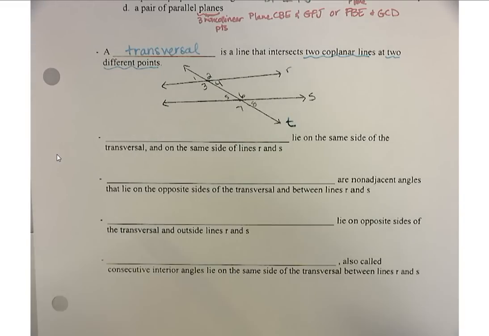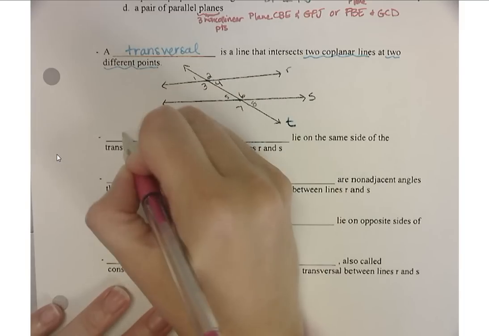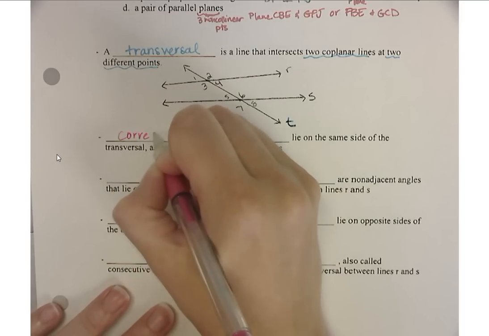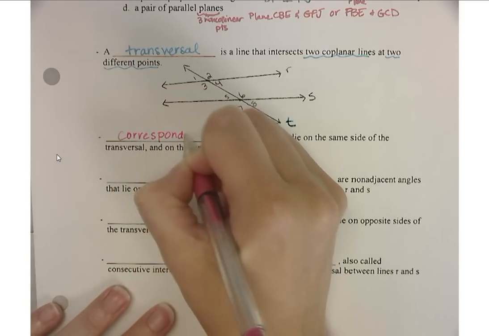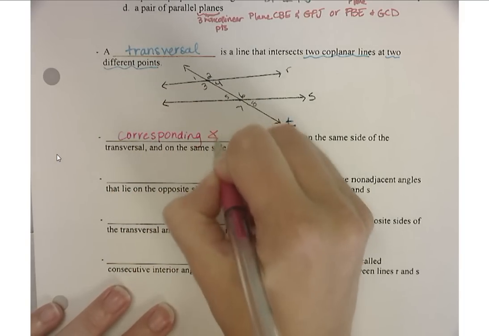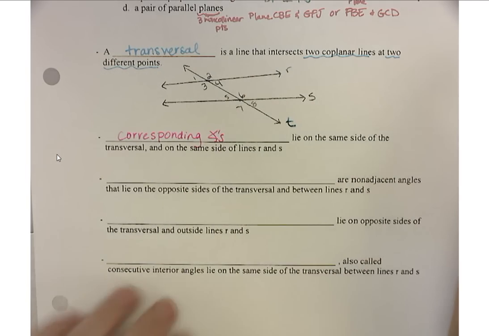Now, this transversal is going to create several different special pairs of angle relationships, and we're going to talk about those. The first type of angle is a corresponding angle. And corresponding angles lie on the same side of the transversal.